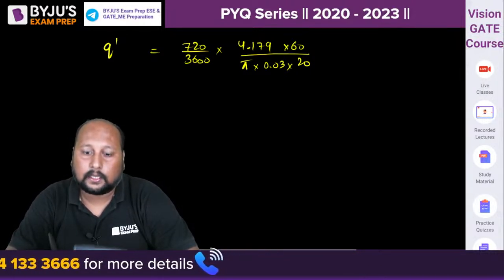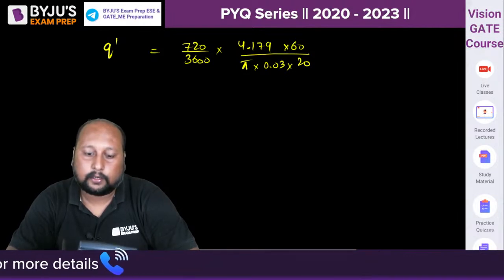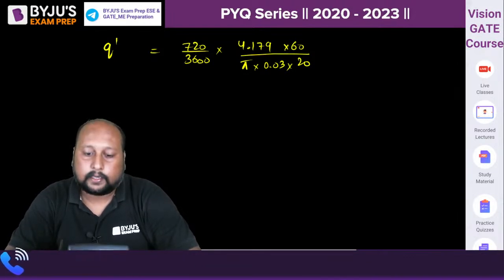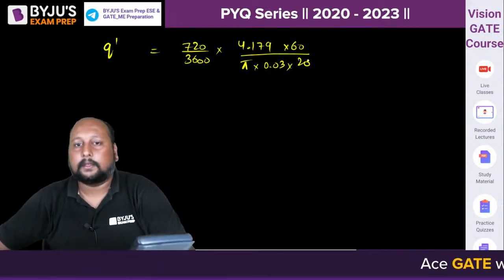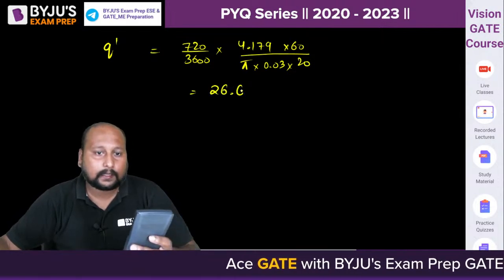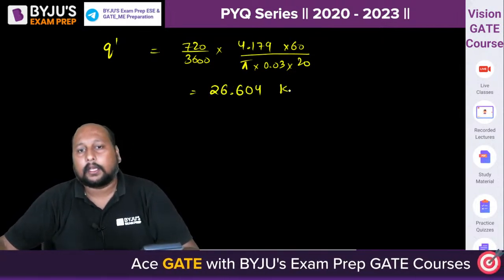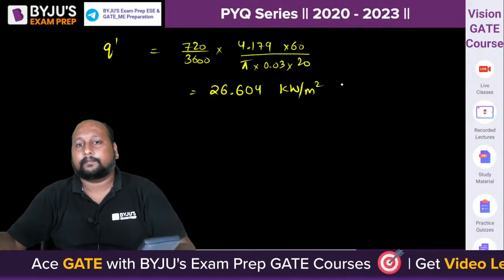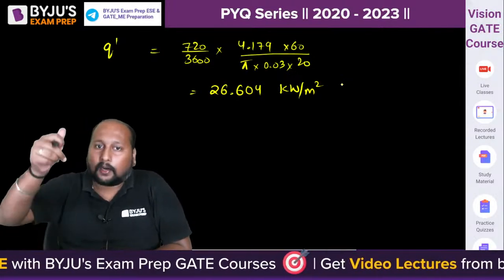4.179 into 60 divided by 3600 into pi into 0.03 into 20. Are you getting 26 point? Yes, 26.604 kilowatt per meter square. We got this heat flux value.